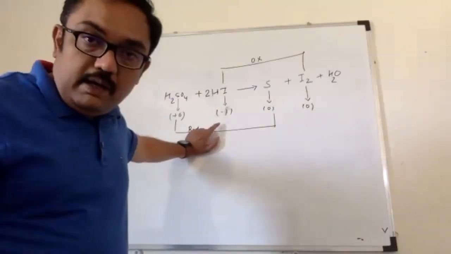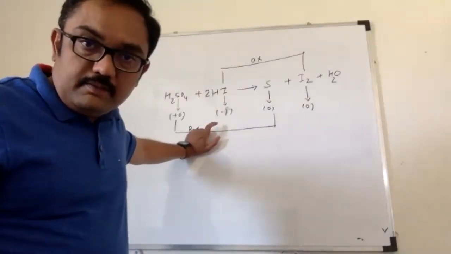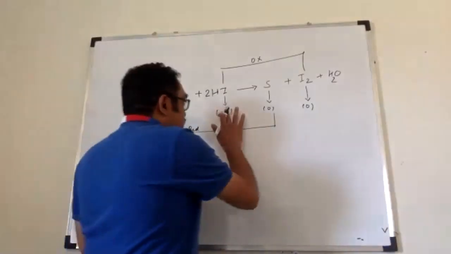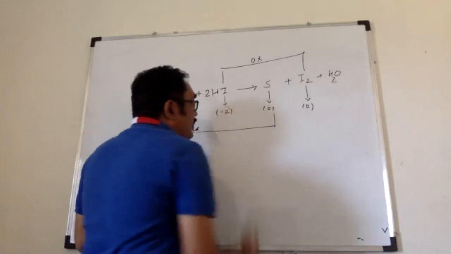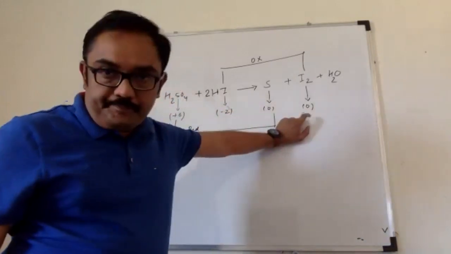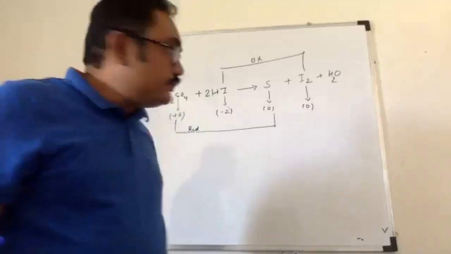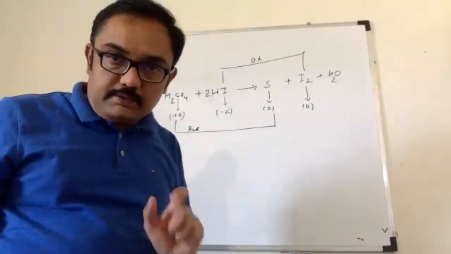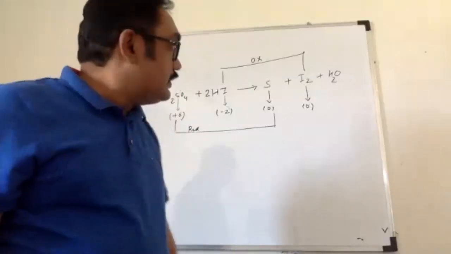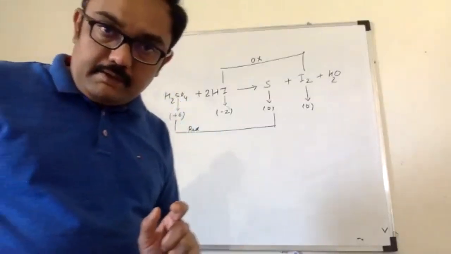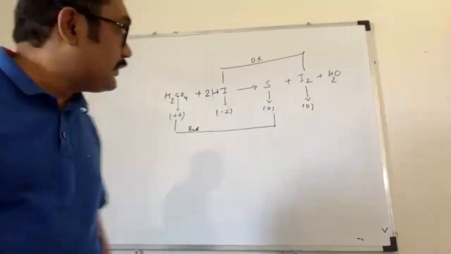So iodine, one iodine, that was -1. So two iodine, now it would be -2. So let's make it -2. Now, one iodine was 0 on the right hand side. So two iodine will become 0. So this will remain 0, right? For two iodine also. So now I have changed the oxidation number as per the balanced atom.